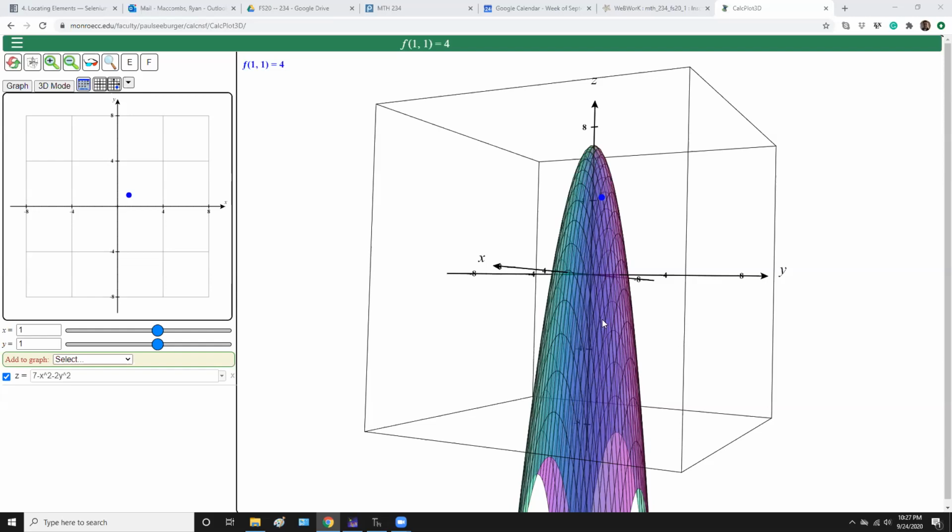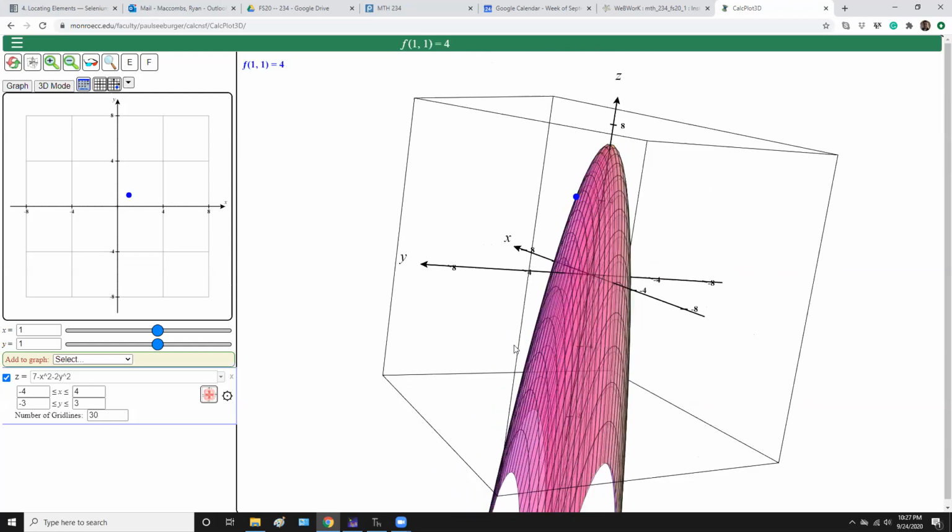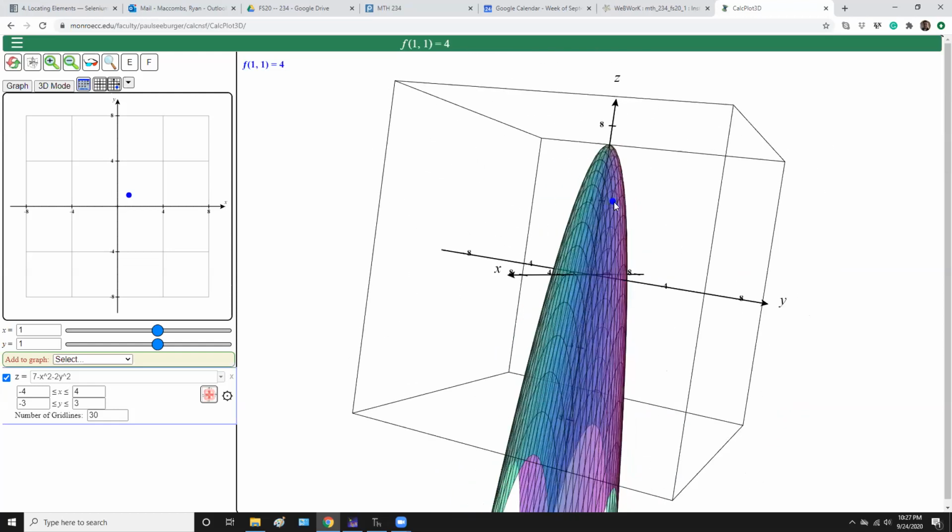First thing, we're going to be doing this problem on this surface here. It's 7 minus x squared minus 2y squared. And so this is what it looks like. It's kind of one of these paraboloid sort of deals. And we're going to be interested at this point 1, 1. So I have this point plotted here. And this is very nice. You can go ahead and do a few things.